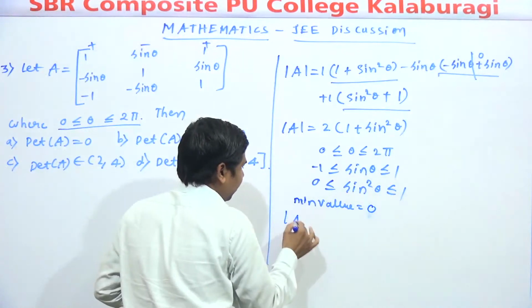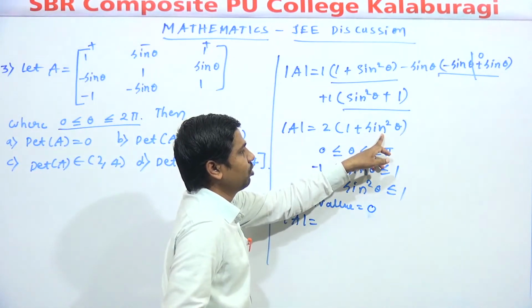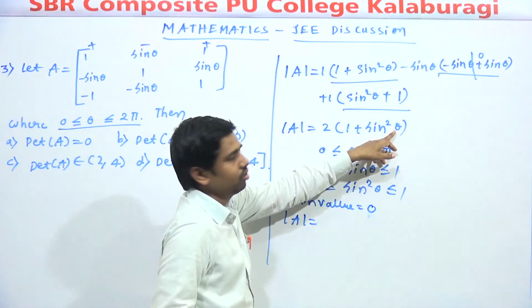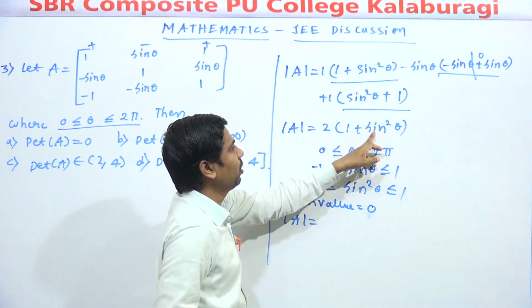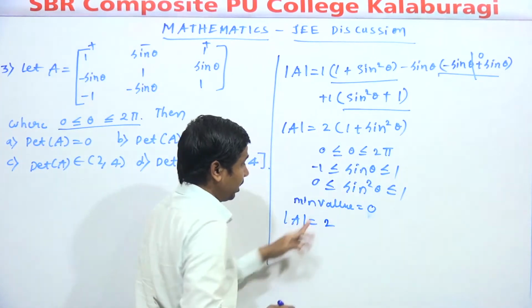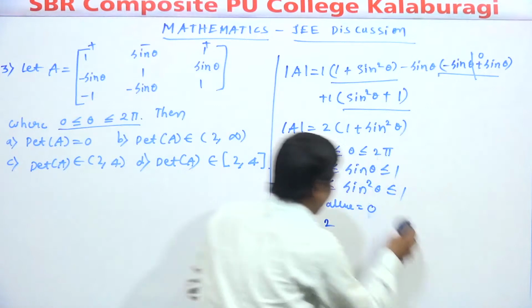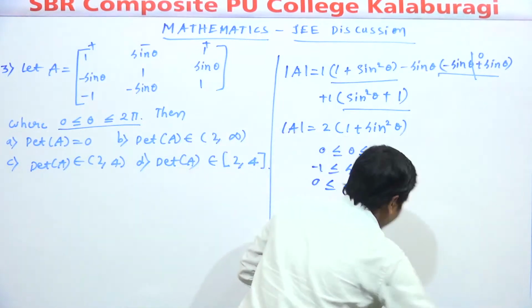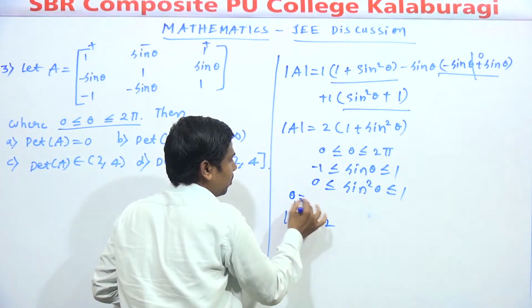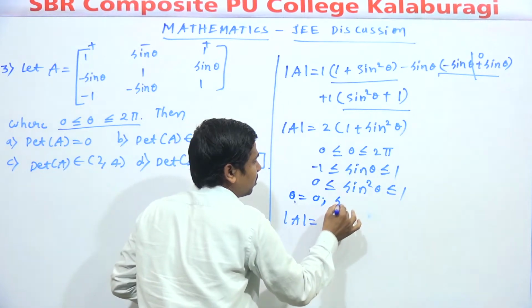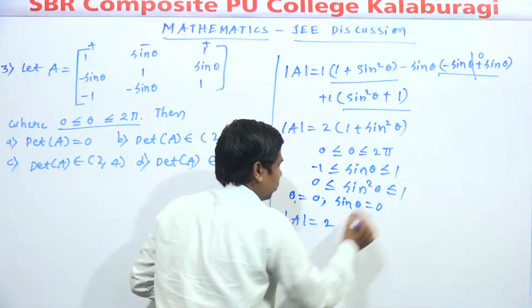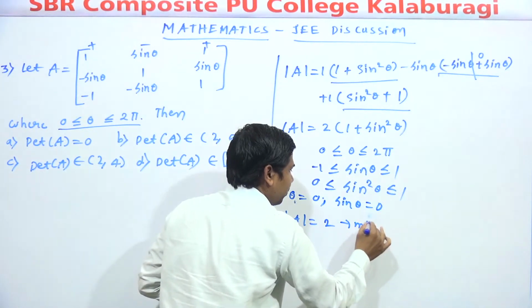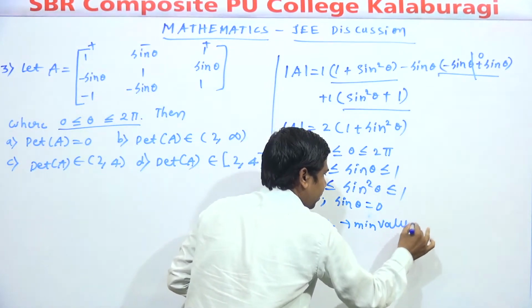So the determinant of A, if I take the minimum value, sin 0 is 0. So 1 plus 0 equal to 1, 1 into 2, 2. So when I take theta equal to 0, sin theta equal to 0, this is your minimum value.